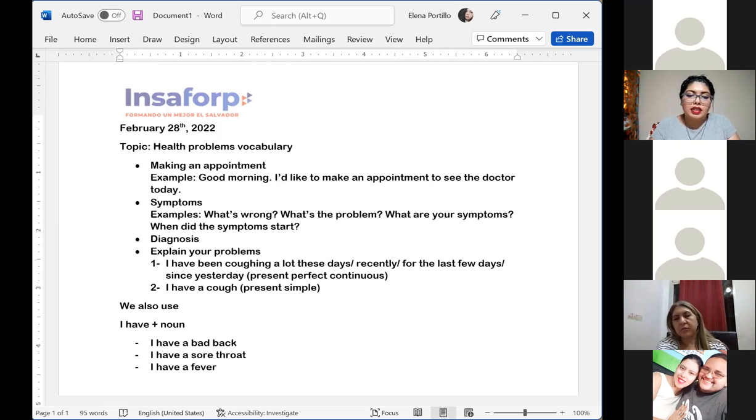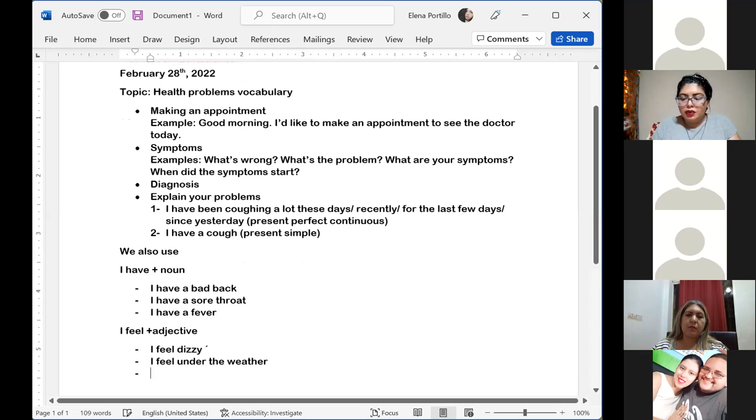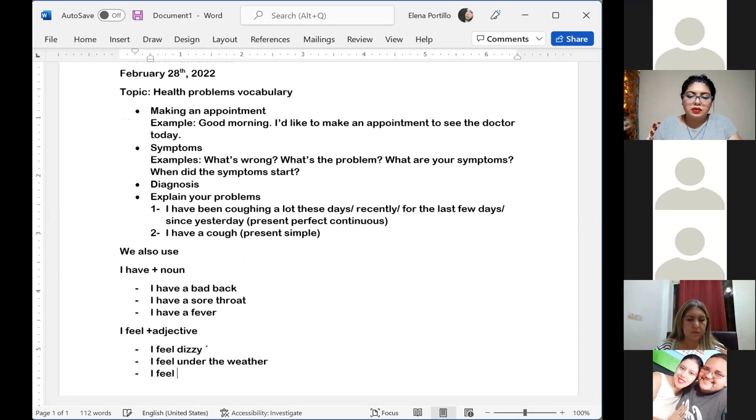Then we have I feel plus adjective. We have the example, I feel dizzy. I feel under the weather. And we have I feel run down. The word run down, and under the weather, has a meaning. And this is an idiom.